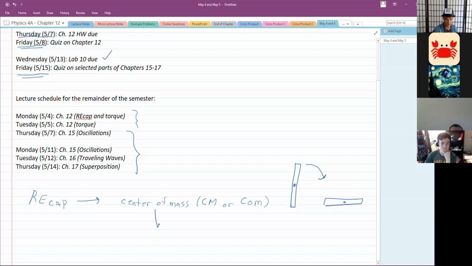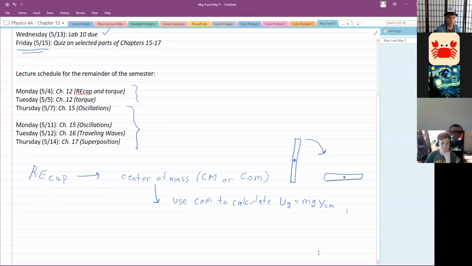So for the center of mass, you're going to use the center of mass to calculate gravitational potential energy. So it would be mg, and it'd be the position of the center of mass. So for an extended object, if I want to use gravitational potential energy, the point that I'm looking at is the location of the center of mass of the object.